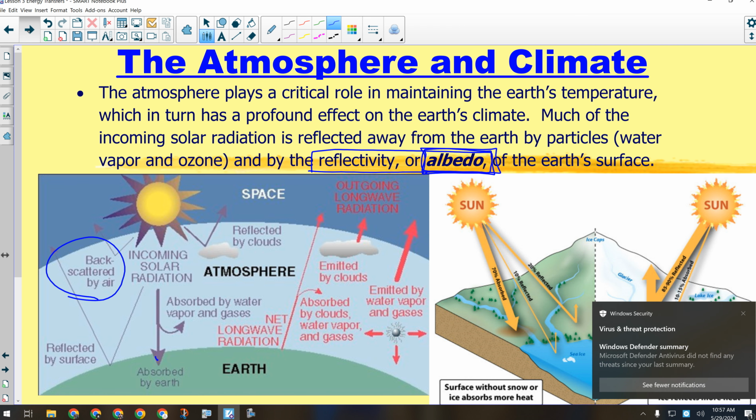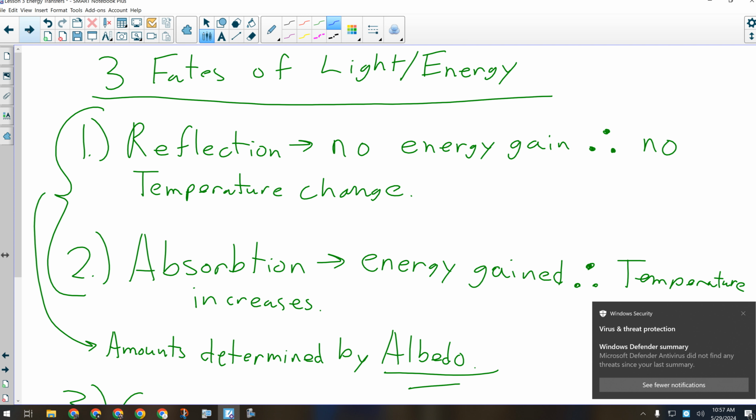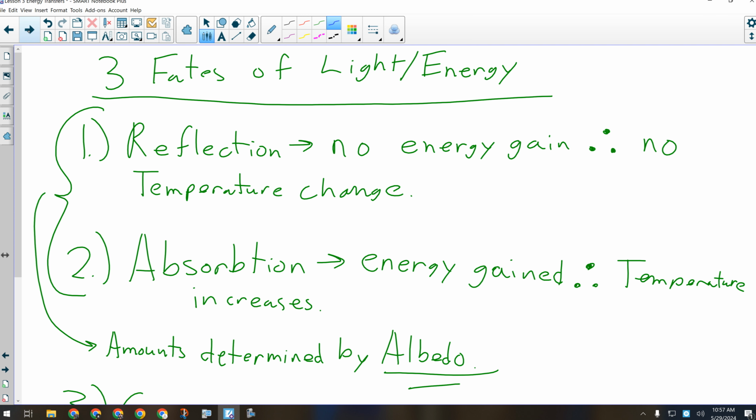All right, something I want you to write down. I want you to write down here the 3 fates of light/energy. So here's 2 of them. We'll put the 3rd one on in a minute. These are the 2 that are affected by albedo. I'll get out of the way here and let you write that down. The first 2 things that can happen to light when it strikes the Earth's surface: it can be reflected. If reflection occurs, no energy is gained. The 3 dots here mean therefore. It's shorthand for therefore. Therefore, no temperature change. So there's no in or out gain of energy there.